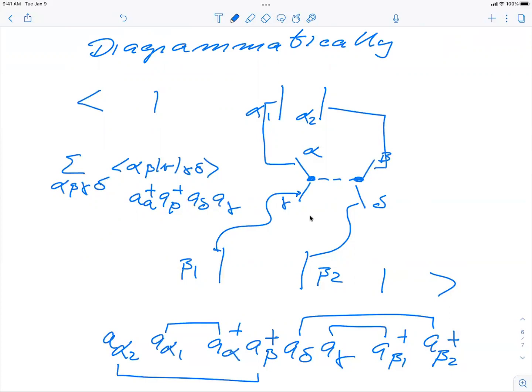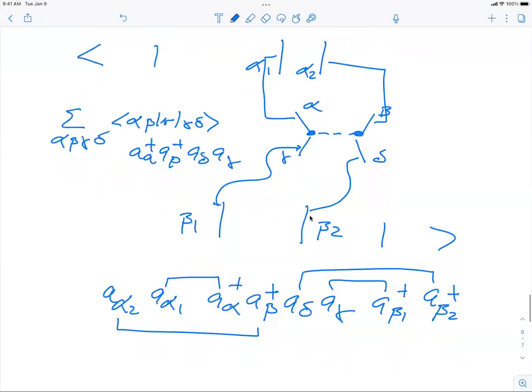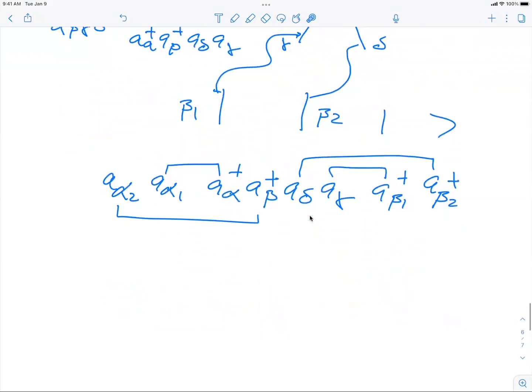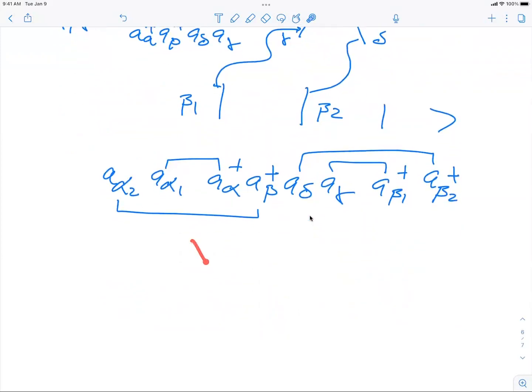So the diagrammatic thing is, you just look at the diagram. When you have this expression here, sometimes it's easy to get lost. When you write it out in a diagrammatic representation, you can now just bind together different legs. So bringing together alpha and alpha 1 is a contraction. Beta and alpha 2 is another contraction. So if I do this contraction here, what I end up with then is the following.